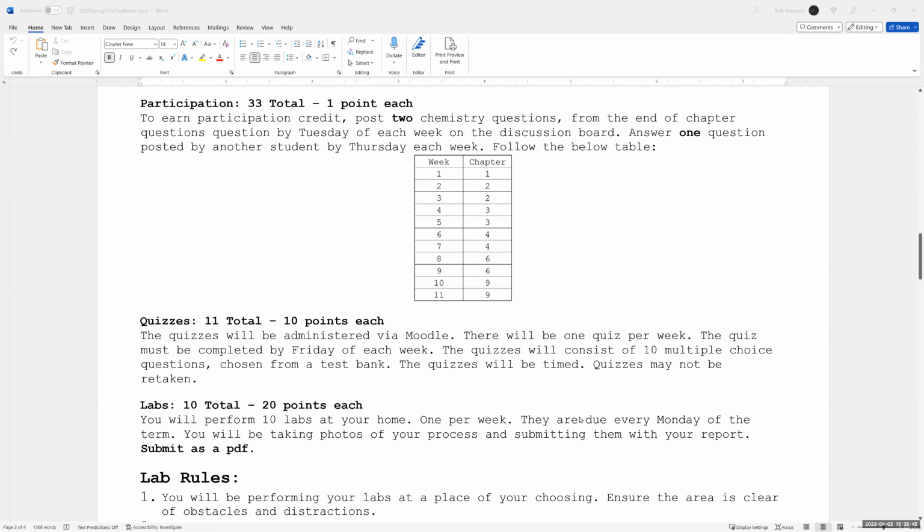The quizzes will be administered by Moodle. There'll be a large test bank, and questions will be pulled out of it for the most part, although there is 1 quiz that's different than that.